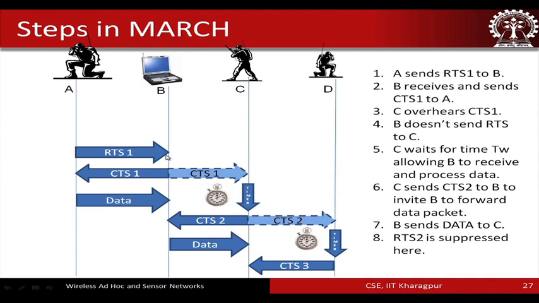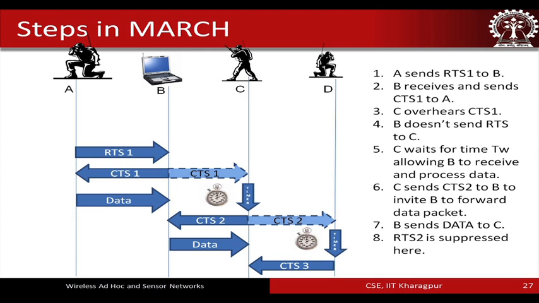So it is like this: A sends the first RTS to B. B receives it and sends the CTS to A. Node C basically gets a copy of it, overhears it. So CTS 1 was sent to A, but C is in the direct transmission range of B, so it basically gets a copy of the frame. So C overhears the CTS 1.